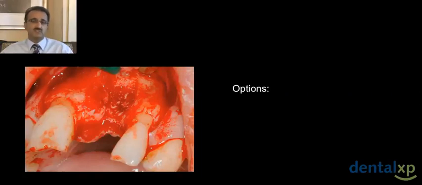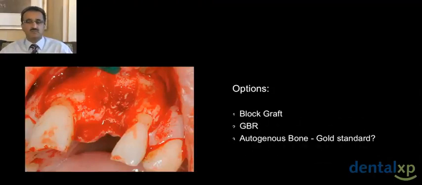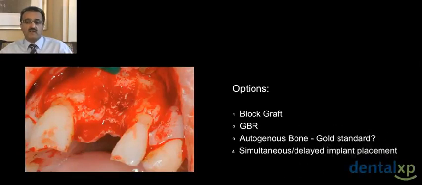So now we have some options to think about. Do we now do a block graft in order to create sufficient bone for our implant? Or is it better to do a GBR procedure? And what membrane should we use and what kind of bone substitute material? Is autogenous bone the gold standard, as we often hear said? Is that actually true? And when should we place the implant? Should it be placed now? Should it be placed later? This tends to be just something that's rather subjective rather than having any kind of rationale.